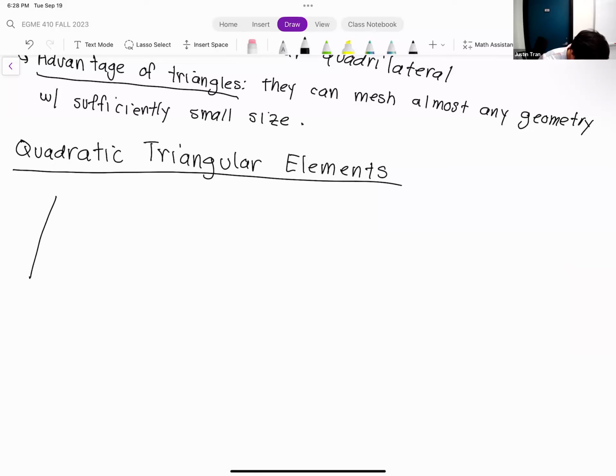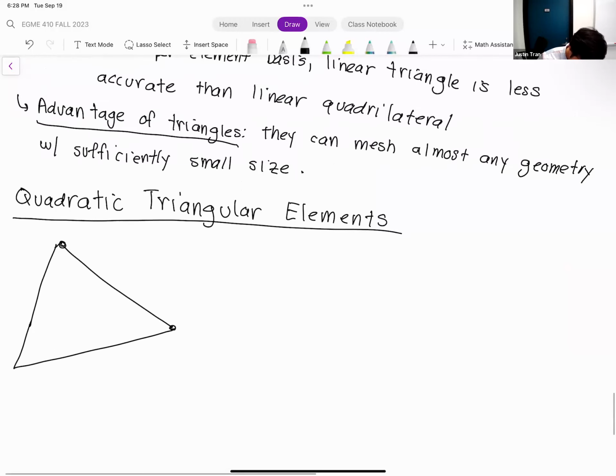So once again, we're going to draw a triangle here. We label all the nodes, 1, 2, and 3. And then just like we did with the quadratic quadrilateral, we're going to add the nodes in the middles of the edges, okay? We're going to add a node here, here, here, 4, 5, 6, okay? And so even with the mid nodes in this case, we only reach up to 6 nodes. So once again, we're going to see that our quadratic triangle is going to be less accurate than its companion, the quadratic quadrilateral.